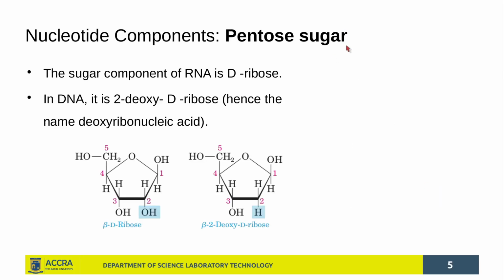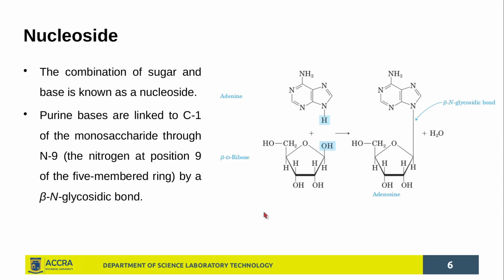Now when you come to the pentose sugar, you see the difference between the structure of ribose and deoxyribose is on carbon number 2 of the sugar, where in RNA you find a hydroxyl group on carbon number 2, which is absent in DNA, in the deoxyribose. Now, before we look at the complete structure of the nucleotide, you need to distinguish between the terms nucleoside and nucleotide.